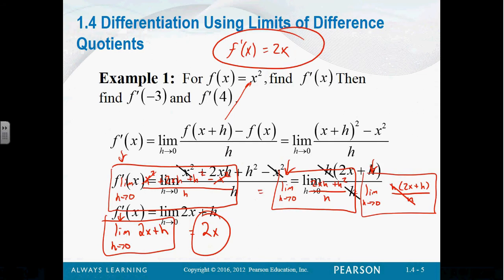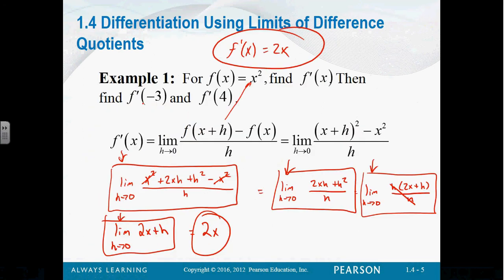All right, now it says to find the f prime of negative 3 and f prime of 4. So how do we do that? Right, you're just plugging those x's in, right? So what's f prime of negative 3? 2 times negative 3 is negative 6, yes. And then f prime of 4, 2 times 4 is 8.